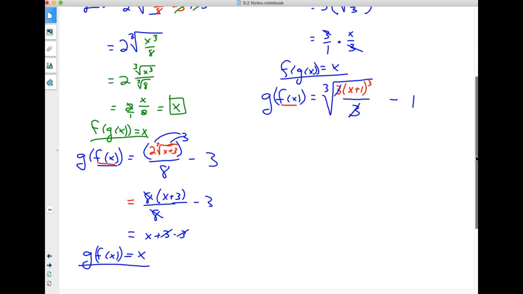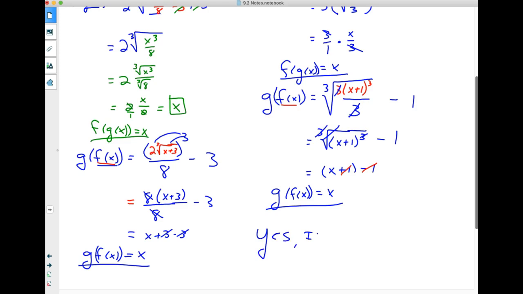First thing underneath here, those 3s reduce, and I get the cubed root of x plus 1 cubed minus 1. Well, then that cube gets rid of that cubed root there, so I have x plus 1, technically minus 1, and I can see plus 1 minus 1, and I find out g of f of x also equals x. So yes, inverse functions. And it's just a warm-up. It's reinforcing what you did yesterday algebraically for inverse functions.